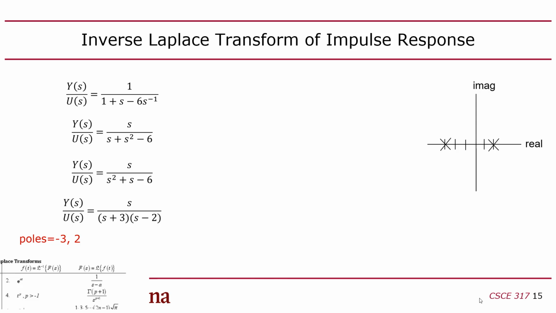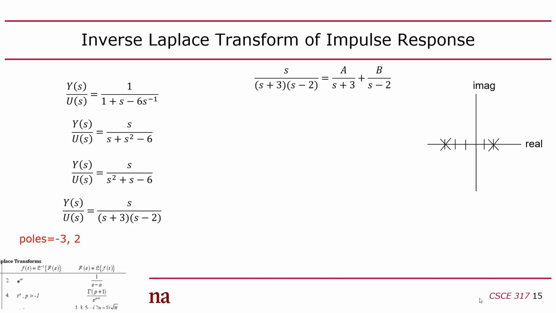Okay? But the problem is we don't have it in that form. We have this. We don't have it in 1 over s minus a. We have it in this form. So what do we do? Well, you have to get it into this form first. You have to do some algebra, right? In S-domain algebra.